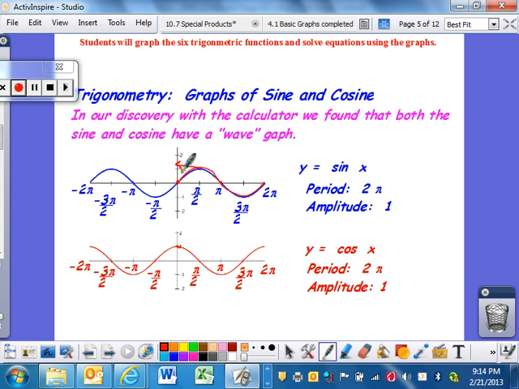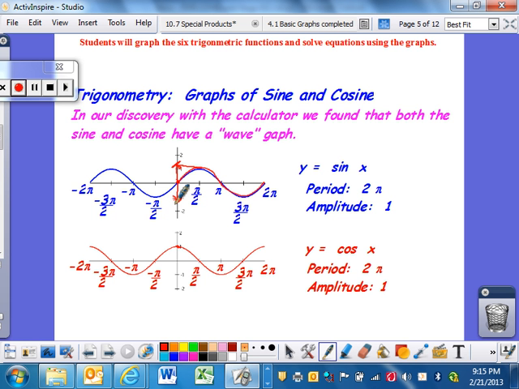So if we're talking about amplitude, what we're talking about is the range. How far up and how far down does it go? So if we look at this, we want to talk about the absolute value, so the distance from the x-axis. So if we're talking about from our x-axis up or our x-axis down. So for sine, our amplitude is going to be 1.